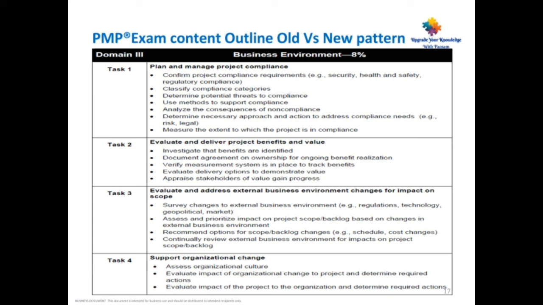Task 3, evaluate and address external business environment for impact on scope. Survey changes to external business environment, regulations, technology, geopolitical market, assess and prioritize impact on project scope, backlog based on changes in external or business environment, recommend options for scope backlog changes, continually review external business environment for impact.